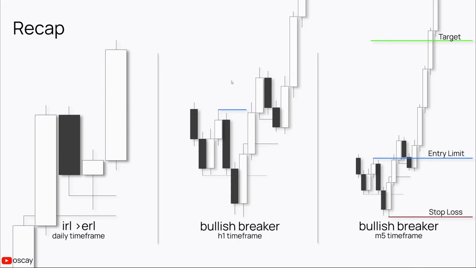It's that simple. Let's do a quick recap. We wait for a sweep of daily liquidity and a close back inside of previous candle's range. Then we anticipate the next candle to expand. We don't just blindly trade that. We wait for a breaker pattern and a retracement into that breaker pattern on the H1 time frame. And then we zoom into the M5 inside of our trading hours and then we execute.